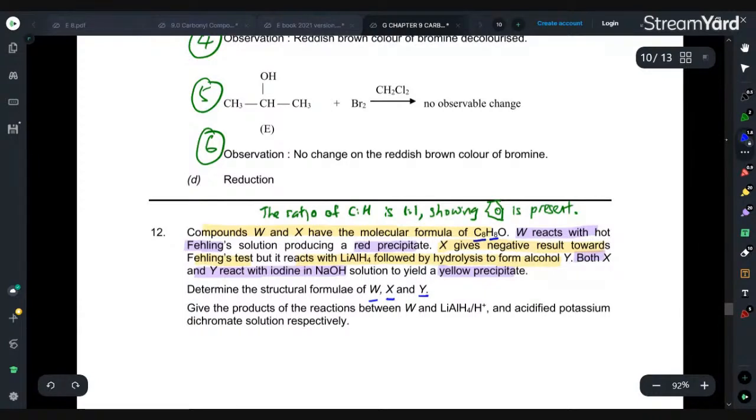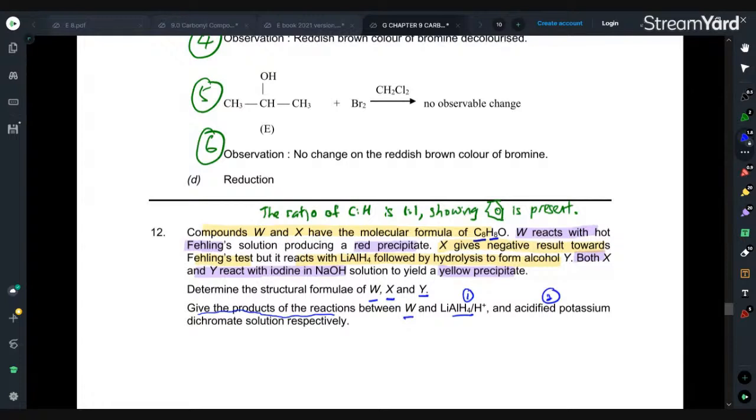Now determine the structures for W, X, and Y. After that, give the product of the reaction, meaning write down the equation. Give the product of the reaction between W and lithium aluminium hydride. These are two equations. And then number 2, acidified potassium dichromate solution respectively.